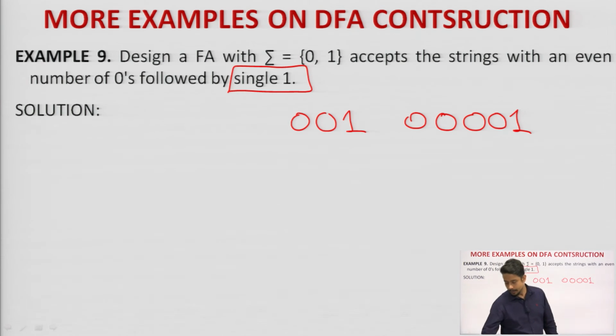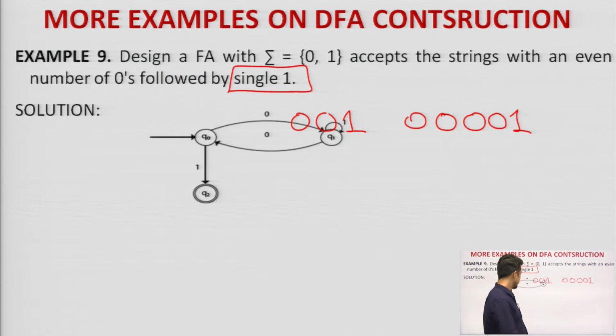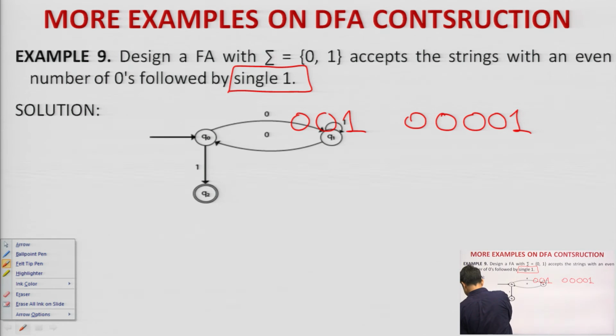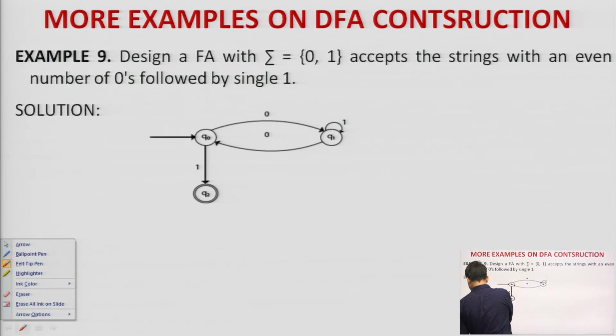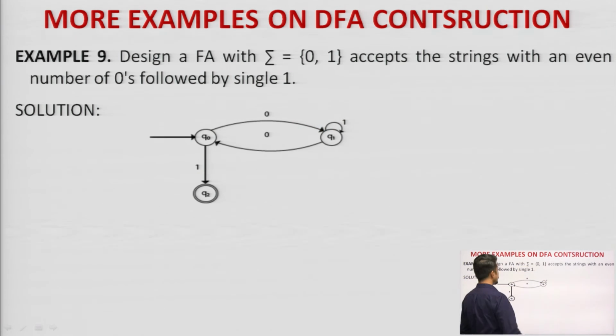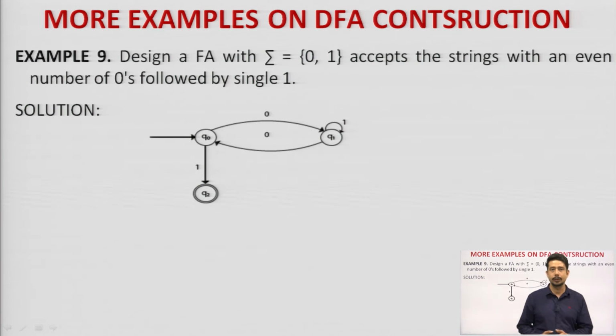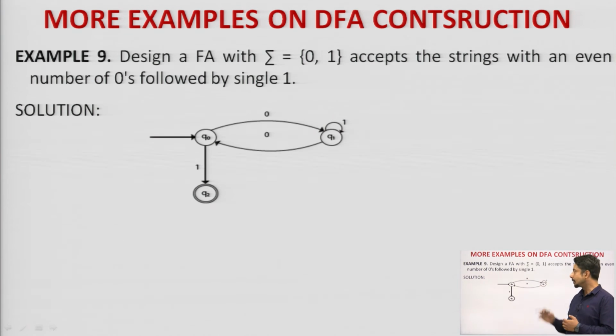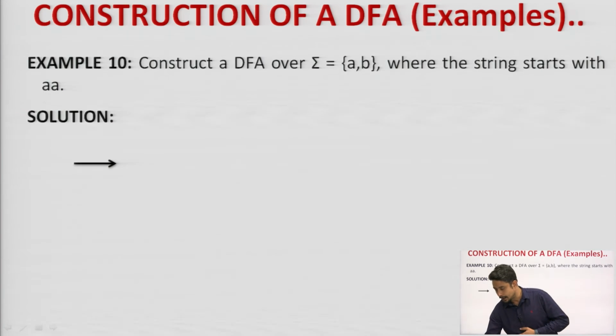So, always 1 will be a single. Okay. So, that means the diagram will look like this. Okay, let me erase the part. The diagram will look like this one. Okay. You can logically think of it, you can try this one. Now, let us go with the next diagram question.